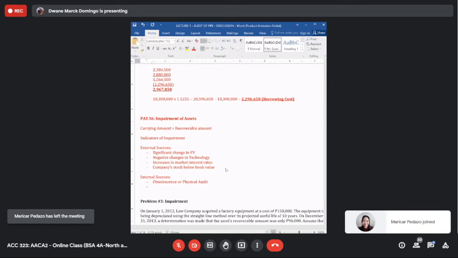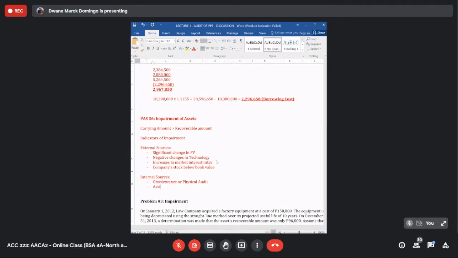So pangalawa, pwedeng ang example is yung asset mo is part of restructuring, or held for disposal. And then last, worst economic performance. Yung kumikita, yung asset mo, wala na siyang masyadong gamit sa company. So ito yung mga indicators of impairment. Some of the examples of indicators of impairment.